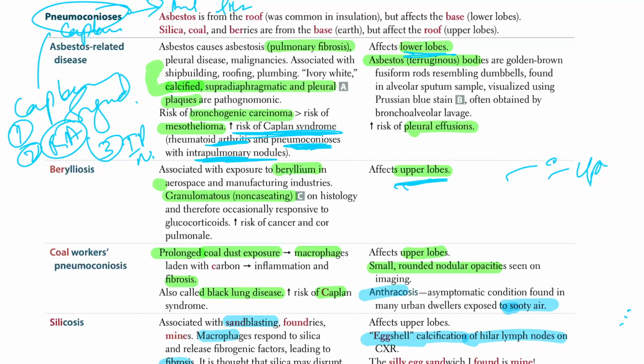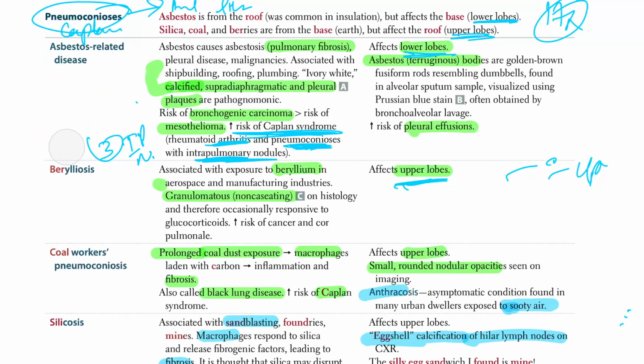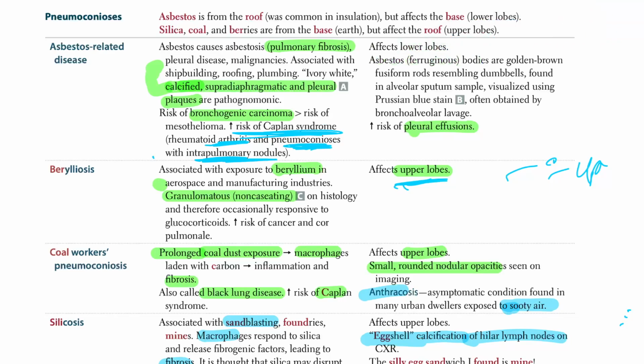But one thing you're going to know, okay, history is very high yield. Where the person has been working, that's very high yield, right? A chronic exposure to something is high yield. What have they been exposed to? Is it a lower lobe or an upper lobe thing? If it's a lower lobe thing, then right away you could think about asbestosis, because that's easy. That's easy, right? It's simple. Lower lobe, asbestosis.